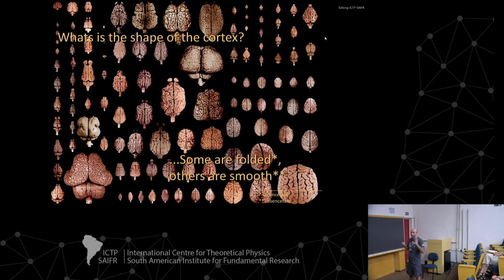Now, I said this before, but just to reiterate, if something is folded, we call it gyrencephalic. If it's smooth, it's called lissencephalic. I might use both terms interchangeably, so that's what I mean when I do so. So what we're saying here is that we have to understand cortices at the most elementary level in terms of size and in terms of shape.